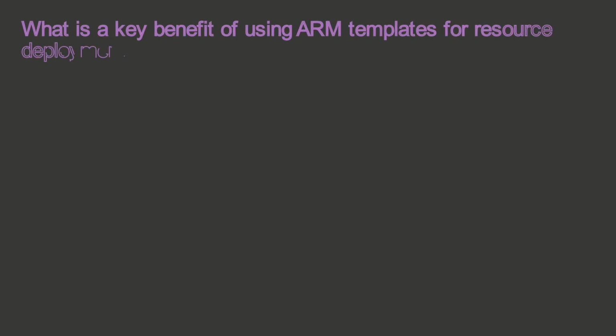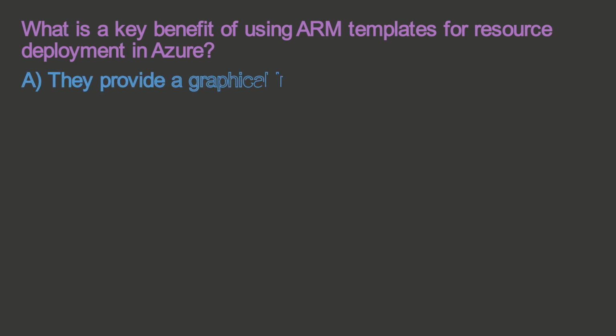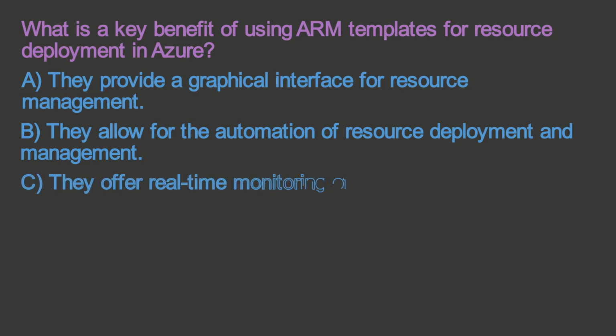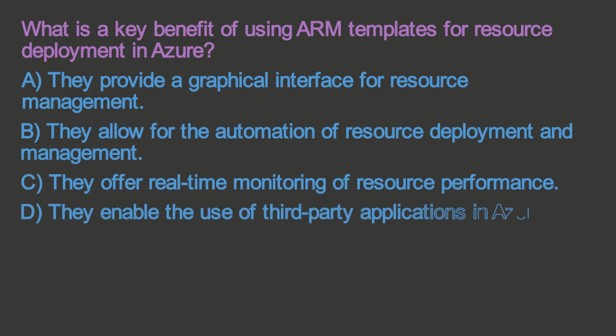What is a key benefit of using ARM templates for resource deployment in Azure? A. They provide a graphical interface for resource management. B. They allow for the automation of resource deployment and management. C. They offer real-time monitoring of resource performance. D. They enable the use of third-party applications in Azure.